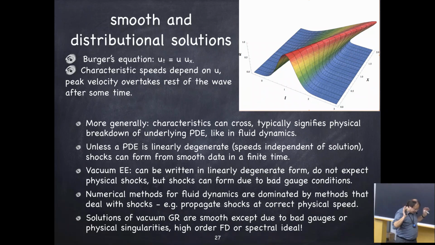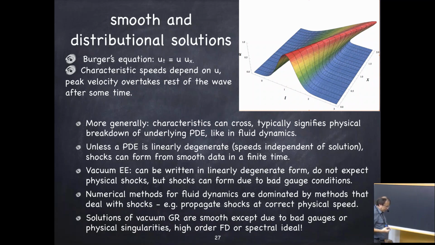I skipped many technical details, but there's one thing that's very important. The whole theory of how you do things depends a lot on whether you have smooth solutions or distributional solutions. If you have something like the wave equation, if you have smooth initial data, then you will have smooth solutions later. But if you have nonlinear equations, like this very popular simple example called Burger's equation, the characteristic speed depends on the solution itself. So now the characteristic speeds depend on the solution, and then you can have all kinds of strange phenomena like here, where for example the peak of the wave overtakes the rest of the wave. Like water waves, like tipping over.